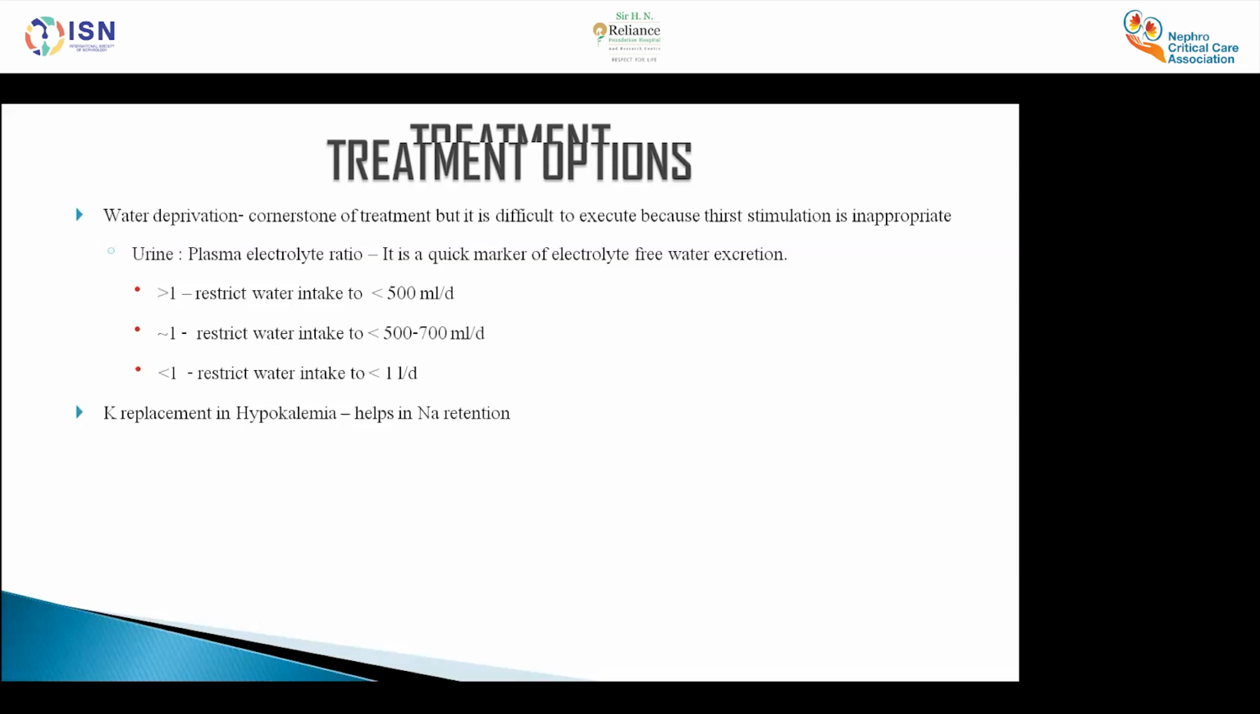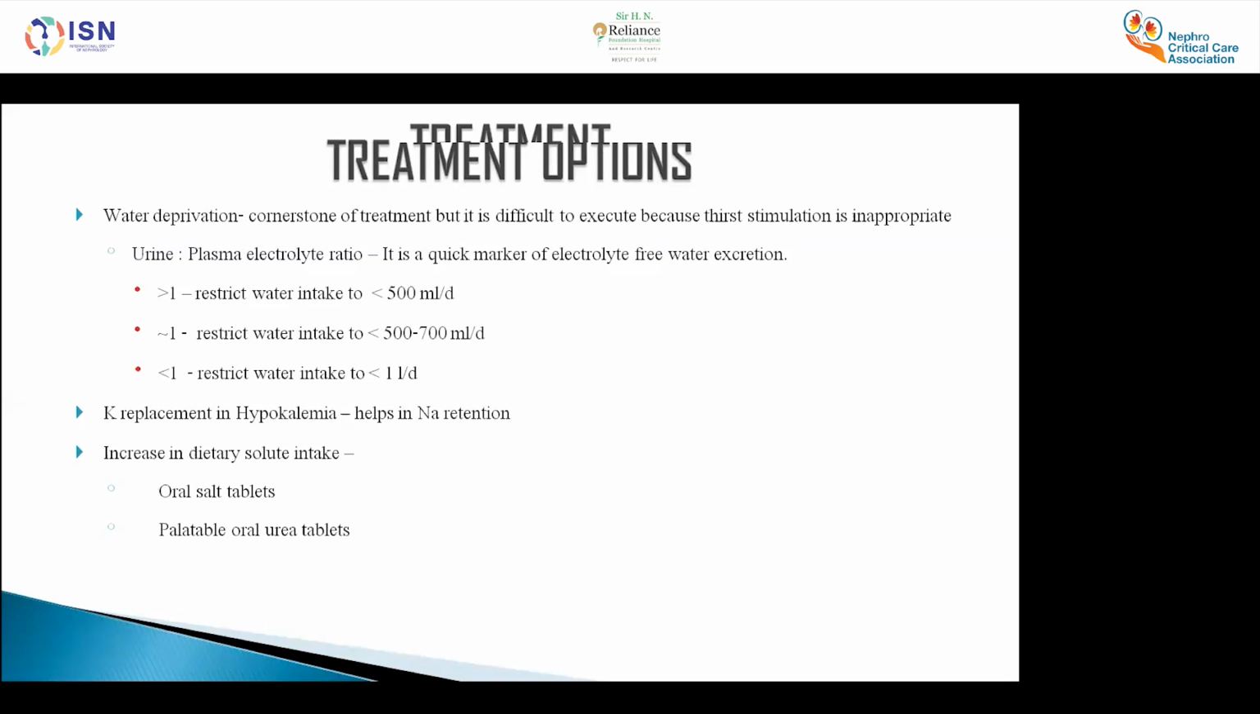So if the ratio is more than 1, we need to restrict the water intake to less than 500. If it is equal to 1, we need to restrict water intake to 500 to 700. And if the ratio is less than 1, we need to restrict the water intake to less than 1 liter per day. Potassium replacement in hypokalemia will again help in sodium retention.